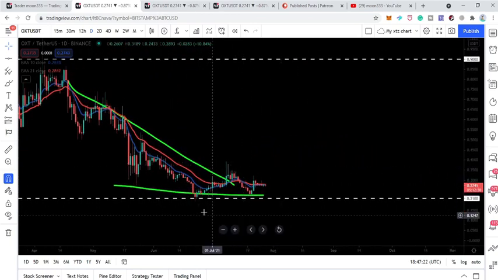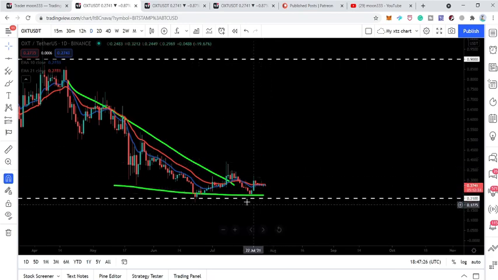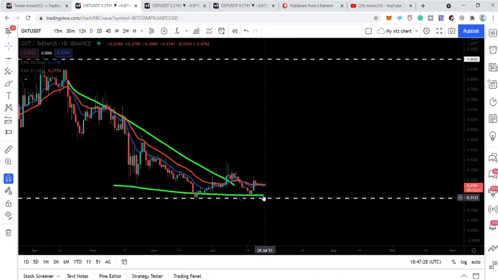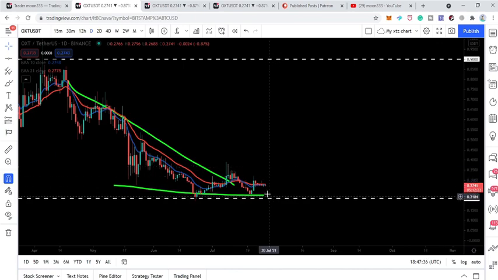Therefore, this can be a very good buy the dip opportunity, to buy it at this support at 21 cents. Even though the price action is moving at 27 cents, it can be a very good opportunity to buy it close to this support, that is 21 cents.